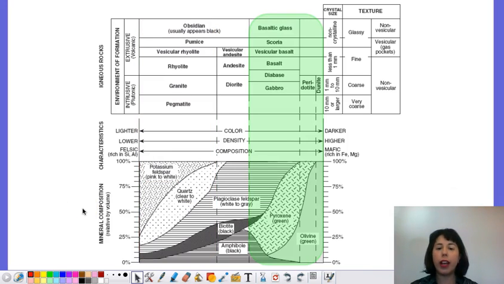On this side, on the right, we can see our mafic rocks. In this case, we have basalt, gabbro, and we can look right beneath, and you will see instead of having that quartz and potassium feldspar, we have pyroxene and olivine, which really contributes to having that higher density and darker color.